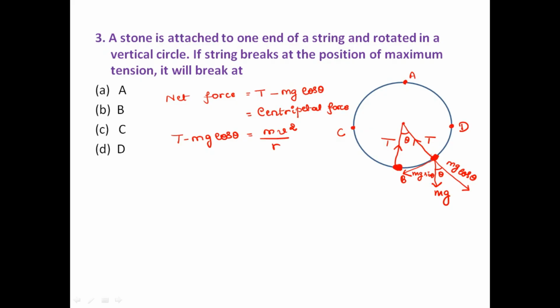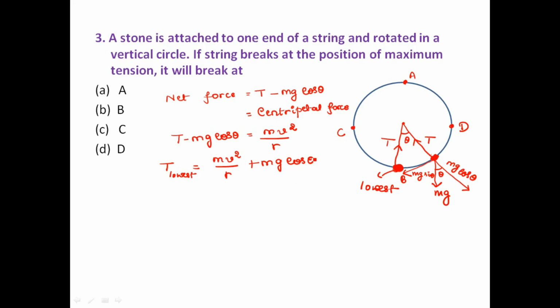But what if the stone is at the lowest position? This is the lowest position. I'll write T lowest. I'll shift this mg cos theta to the other side and let me determine the value of T. T equals mv square by r plus mg cos theta.